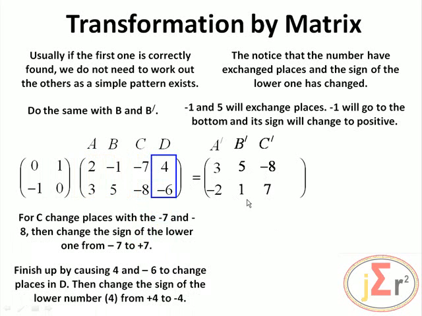And of course, the same thing is going to happen right here. Change these around. -6 goes to the top. 4 goes to the bottom. And the sign of the one that is at the bottom is going to change. So -4 is going to be at the bottom. Right.